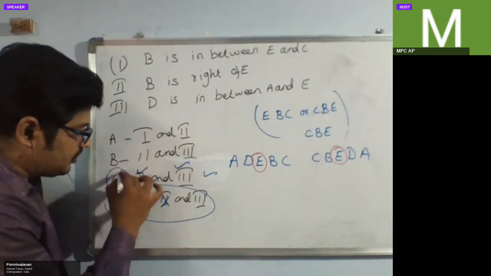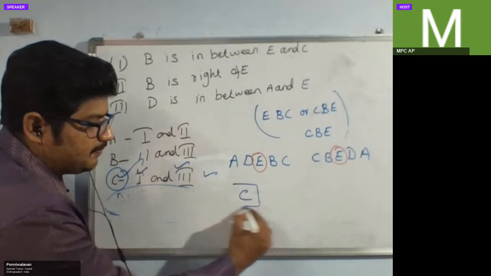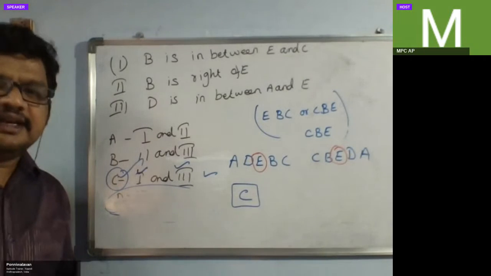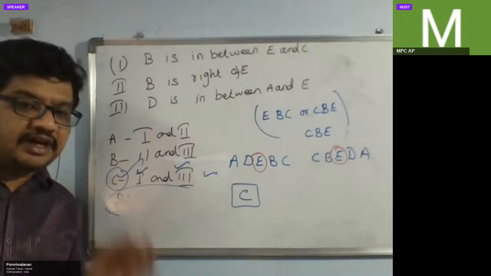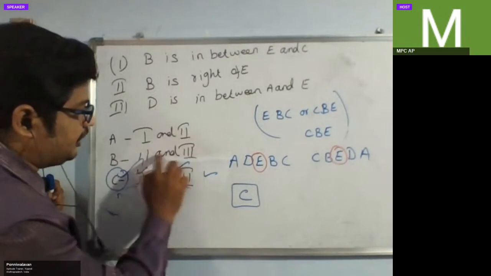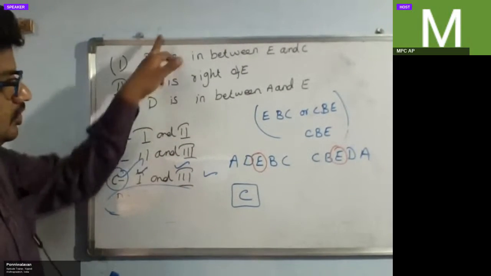So, what is the option for this question? C. Hey, listen. If they are giving a question like this, from the options, try to solve. Don't solve from here.